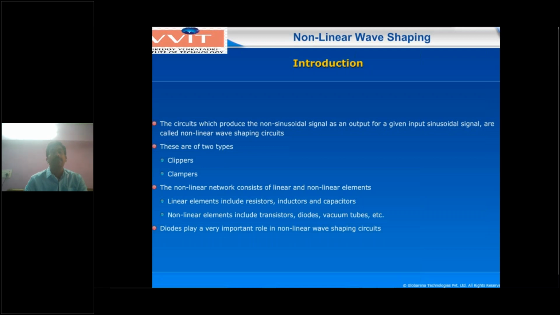Now, what are the types of non-linear wave shaping circuits? There are two types. One is the clippers, the second one is the clampers. This non-linear network consists, as I already told, of linear elements and non-linear elements. Linear elements are RLC: resistors, inductors and capacitors. Similarly, non-linear elements include transistors, diodes and vacuum tubes. Here diodes play a very important role in non-linear wave shaping circuits.